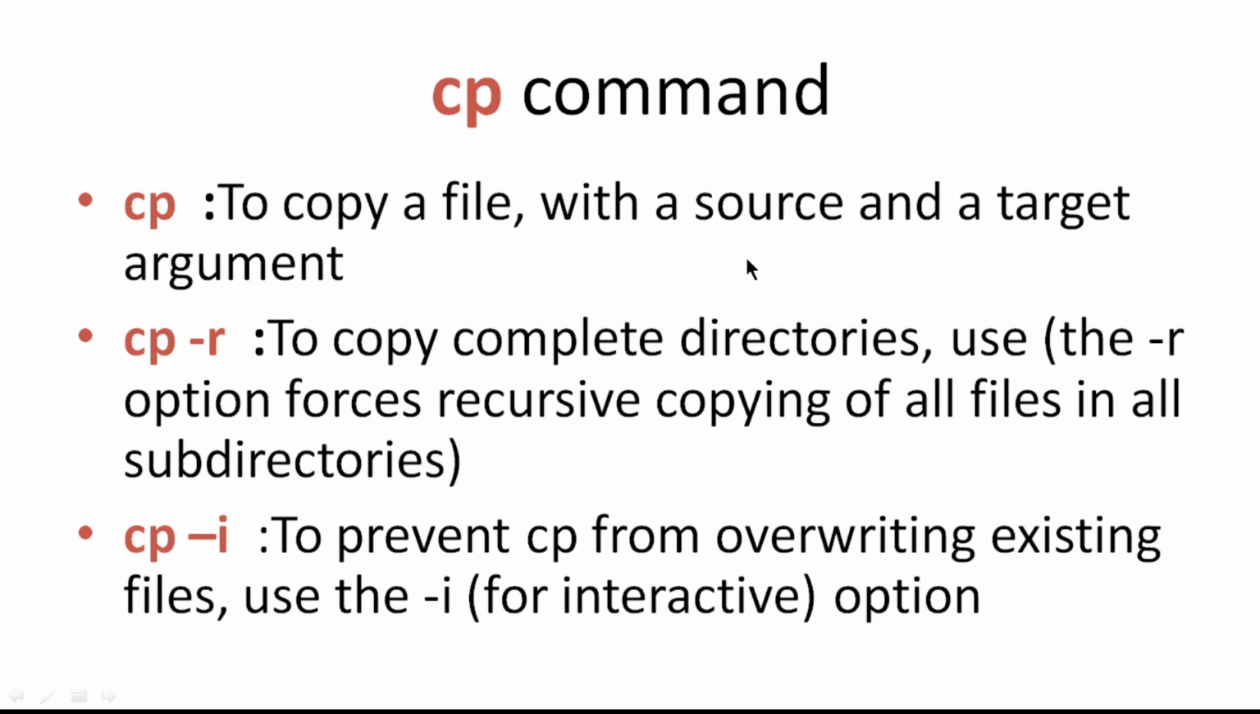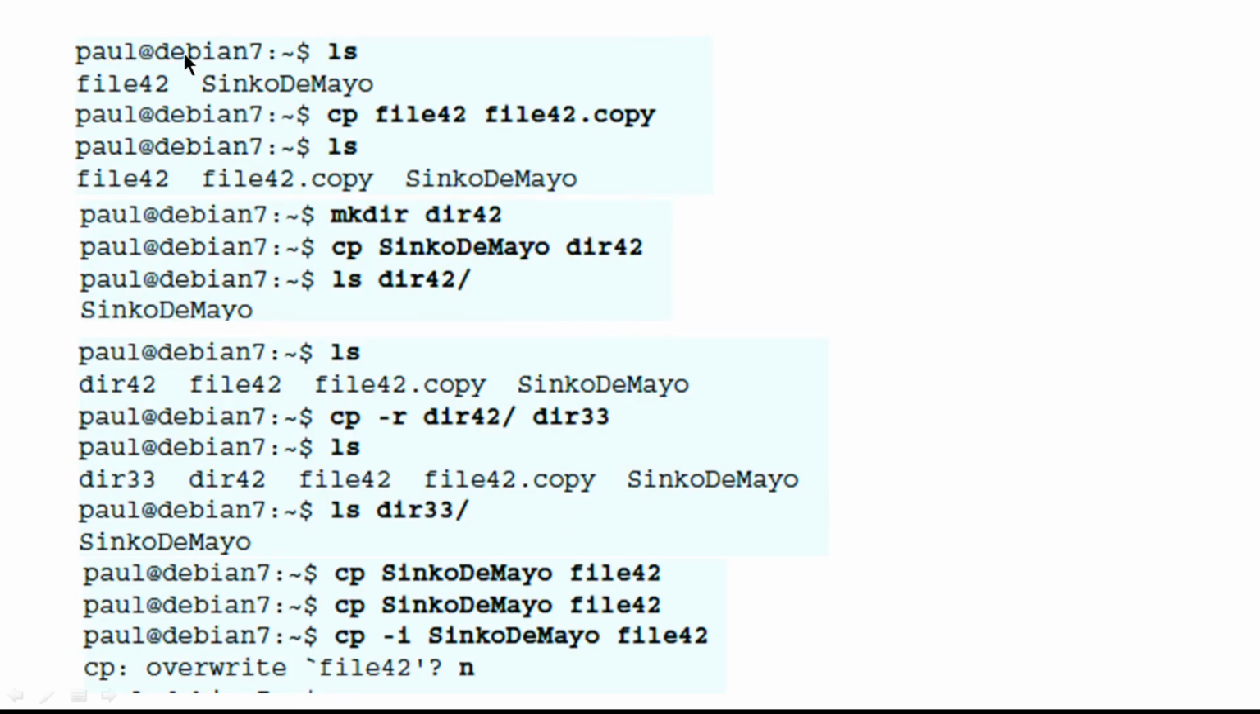Then the next command is the cp command. The cp command is used to copy a file, with a source and a target argument. When I use cp -r, it is used to copy the complete directory. The -r forces you to recursively copy all the files in all the subdirectories. I can also use cp -i to prevent cp from overwriting existing files. So you use -i for the interactive option. If there is already a file of the same name, it will prompt me with a message. We'll see some examples here.